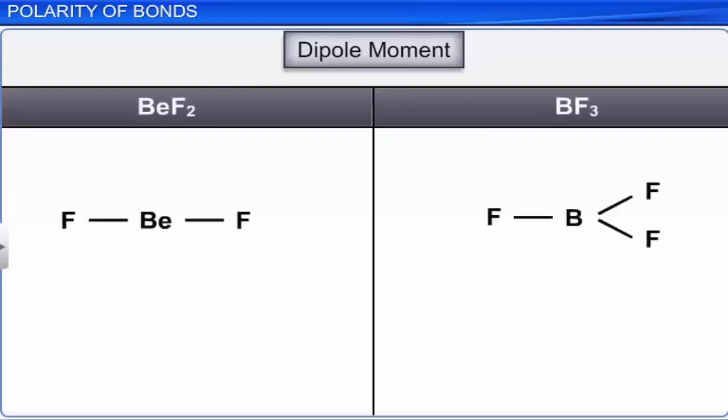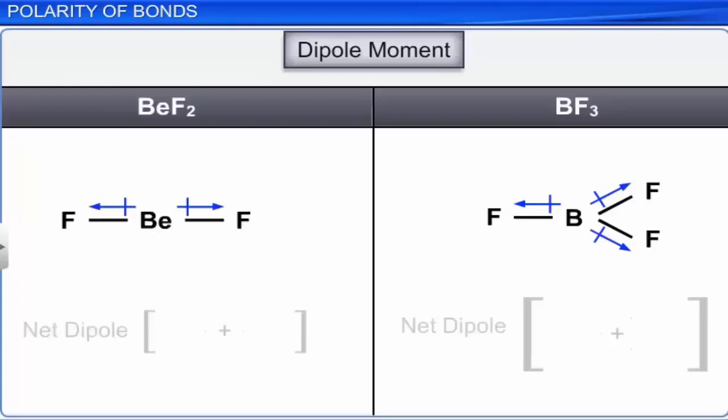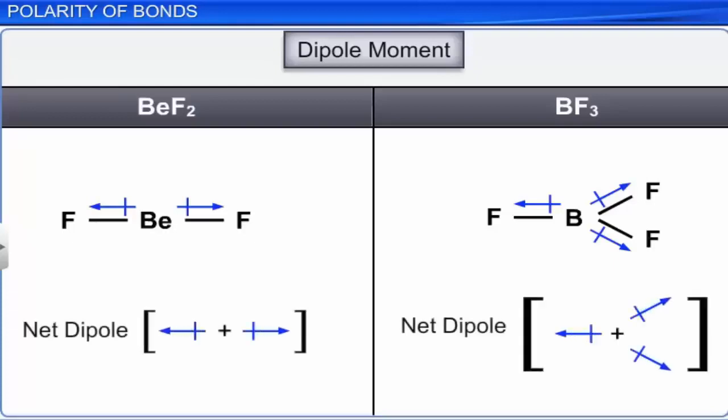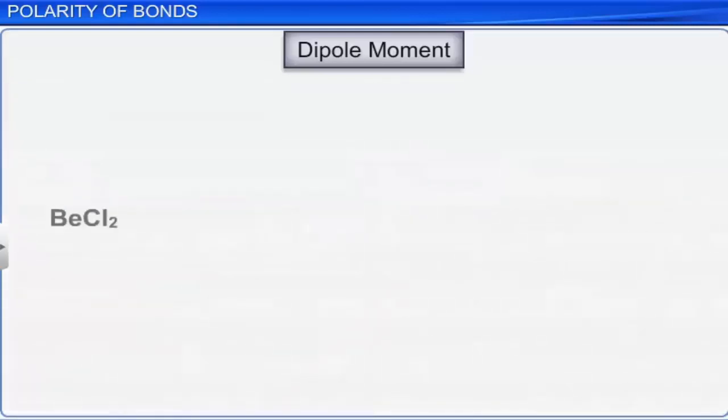In case of polyatomic molecules, the dipole moment depends on the individual dipole moments, called bond dipoles, and on the spatial arrangement of various bonds in the molecule. The net dipole moment is the vector sum of the dipole moments of all the bonds present in the molecule. Let us calculate the dipole moment of some molecules.